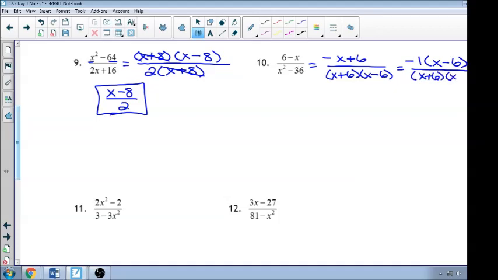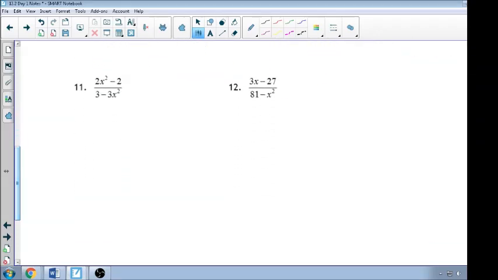My denominator is going to stay the same for a second. At this point, I can go ahead and start canceling. So I have the x minus 6's go away. Negative 1 over x plus 6 is my answer. On to 11.